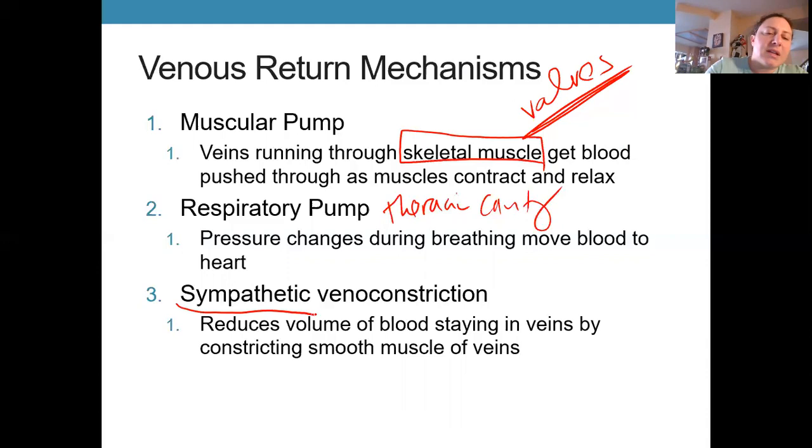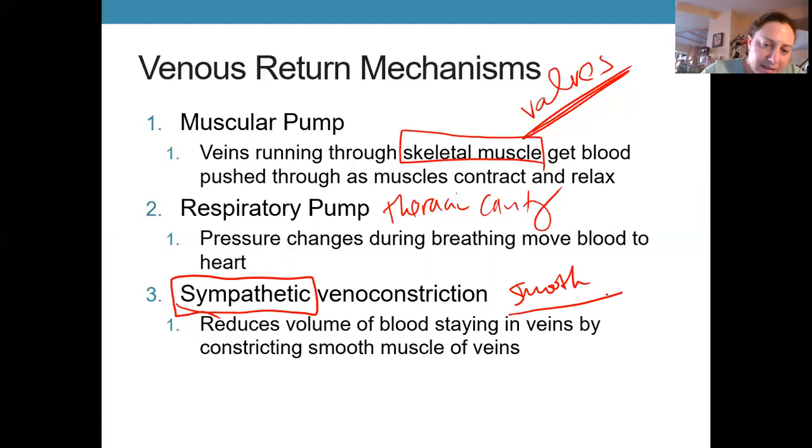The third mechanism is called sympathetic venoconstriction. So this refers to the sympathetic nervous system, so our fight or flight reflexes, and then venoconstriction literally just means veins squeezing. So this is where the sympathetic nervous system activates the smooth muscle inside of the veins and decreases the diameter. And this reduces the amount of blood that can fit in those veins because now those veins are literally smaller. And so the only place for it to go is into the heart and out to the rest of the circulatory system.